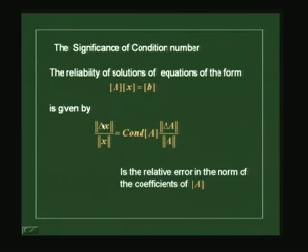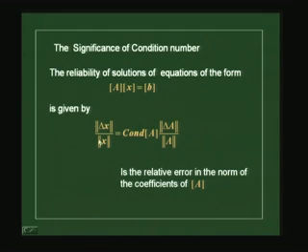So now, what's the significance of this number? It concerns the reliability of solutions of equations of the form Ax equal to b. We saw that, and that's what we are interested in looking at.